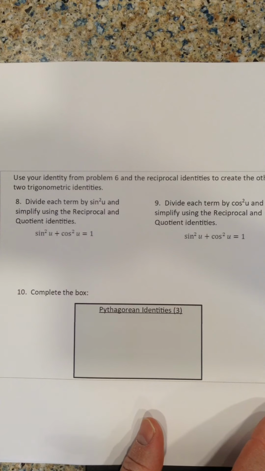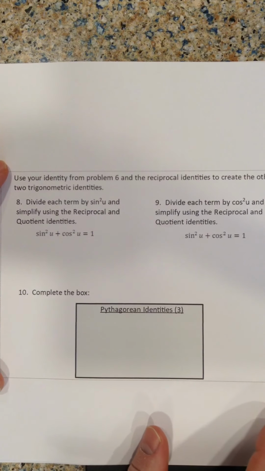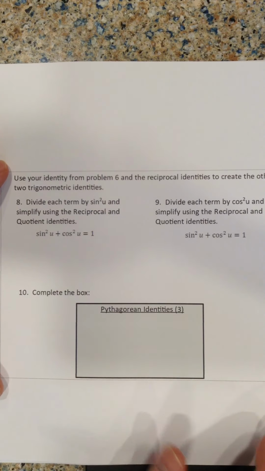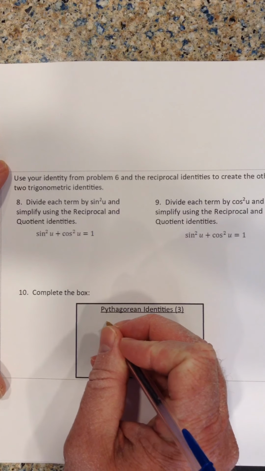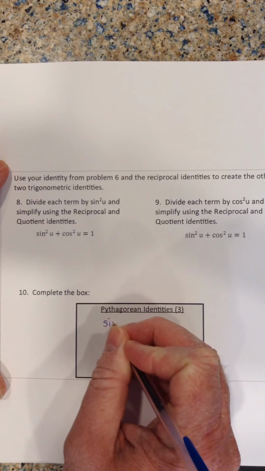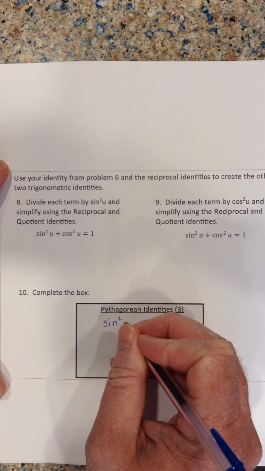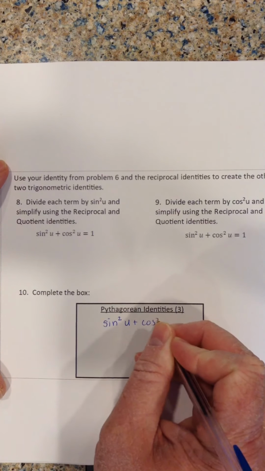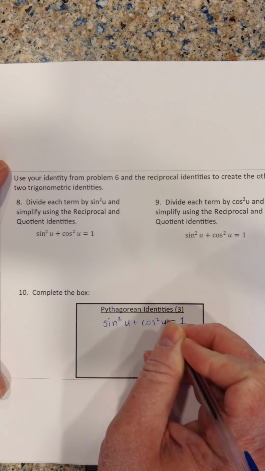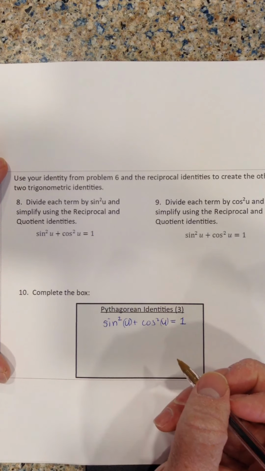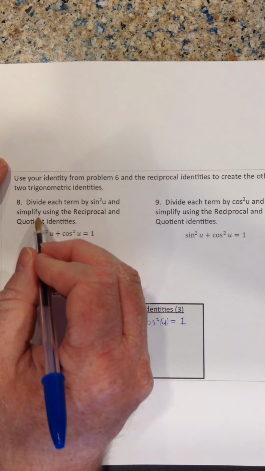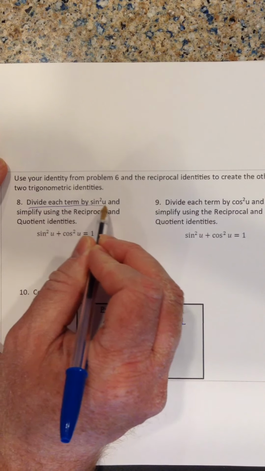Okay, so now I have problems 8, 9, and 10, and what I'm going to do is fill in the first of the Pythagorean identities. Sine squared of u plus cosine squared of u equals 1. And it's called the Pythagorean identity because it's derived from the Pythagorean theorem.